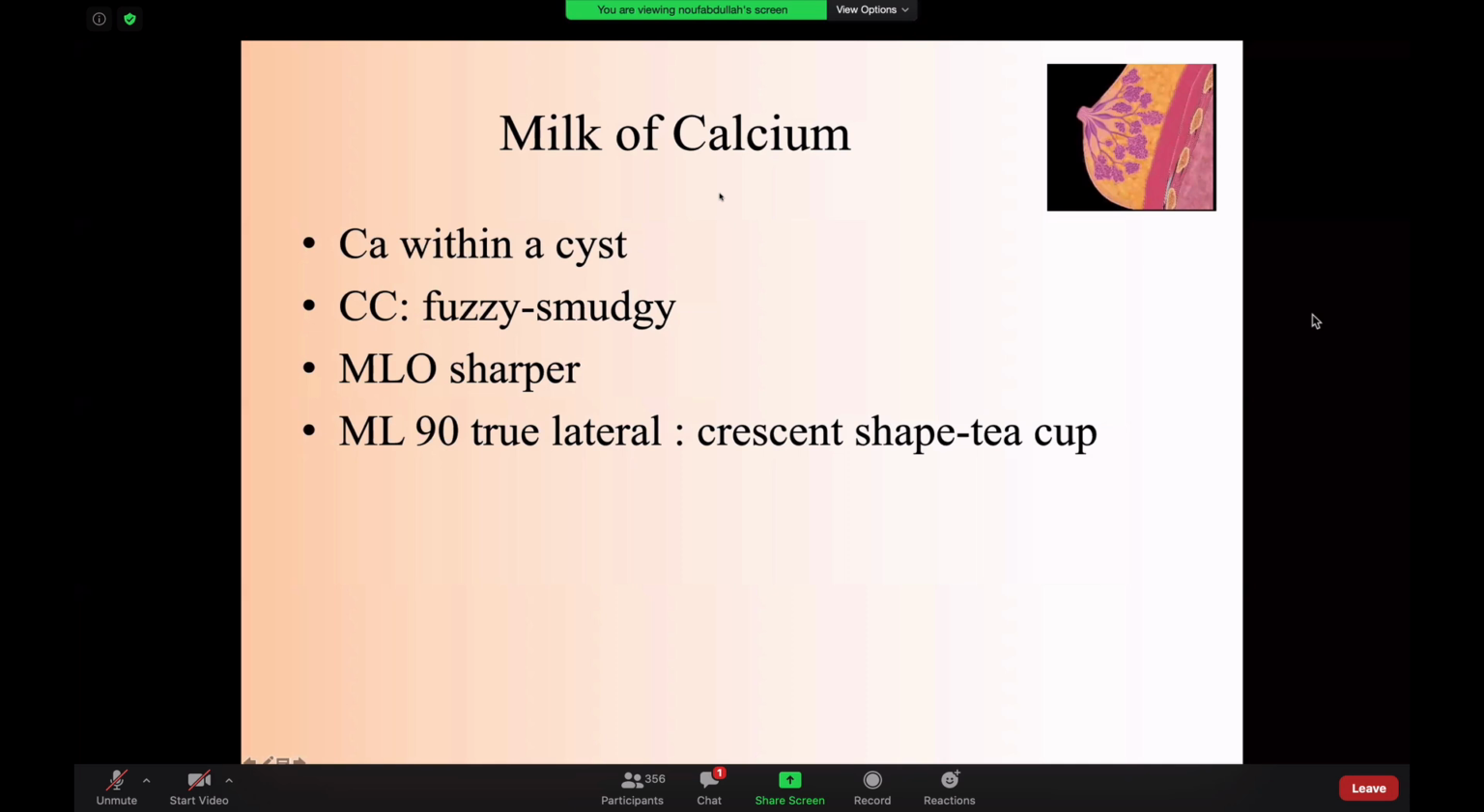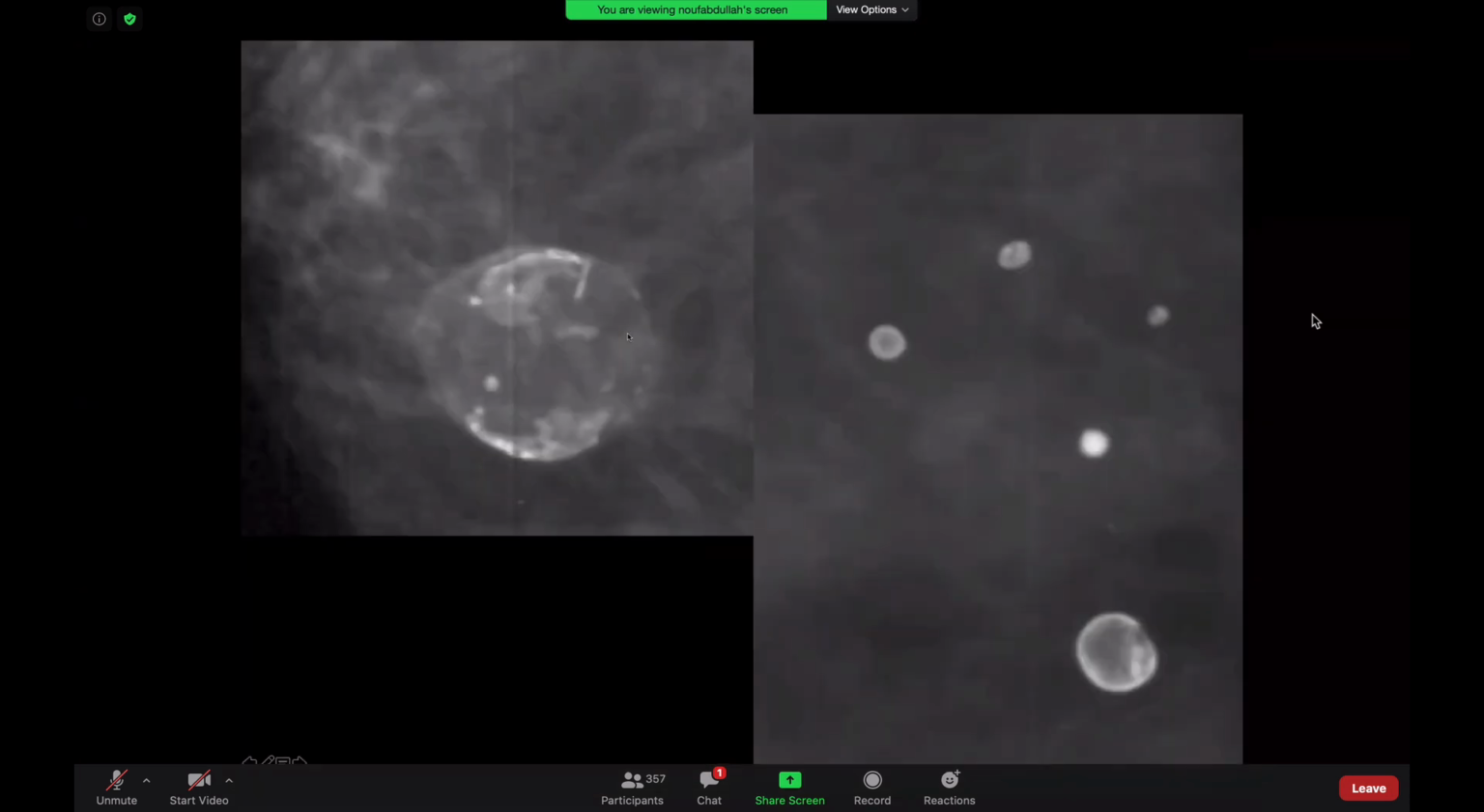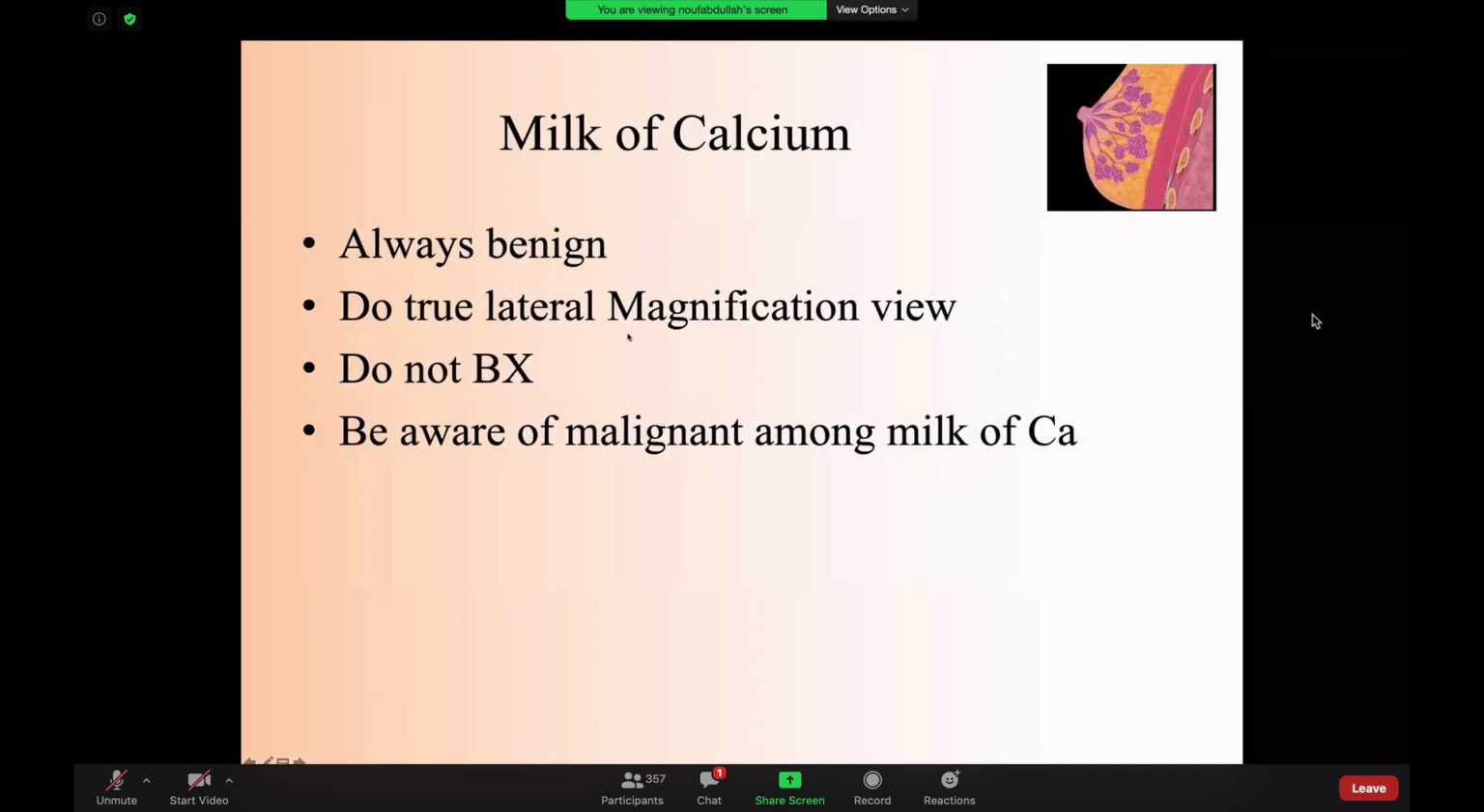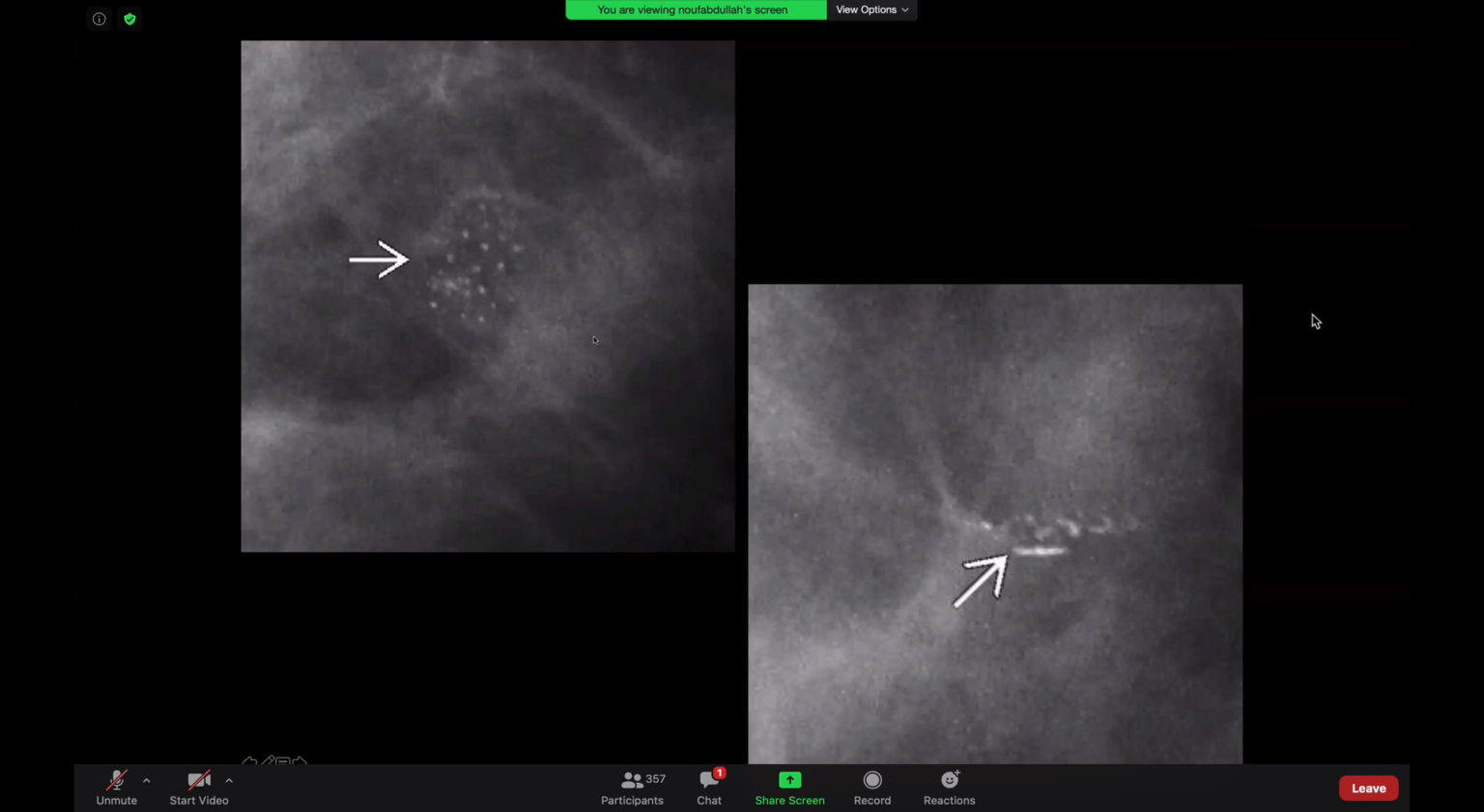Milk of calcium, if you look at them on CC view, they're usually very fuzzy, smudgy. You might think that they are suspicious. Once you do true lateral magnification view, you will be able to see them. So this is just an example. Looking at this mammogram, you will see a grouped punctate or amorphous microcalcification. If I just see this, this is BI-RADS 4A, patient needs to go for biopsy. So what's your next step? Your next step is you have to do magnification view and a true lateral magnification view.